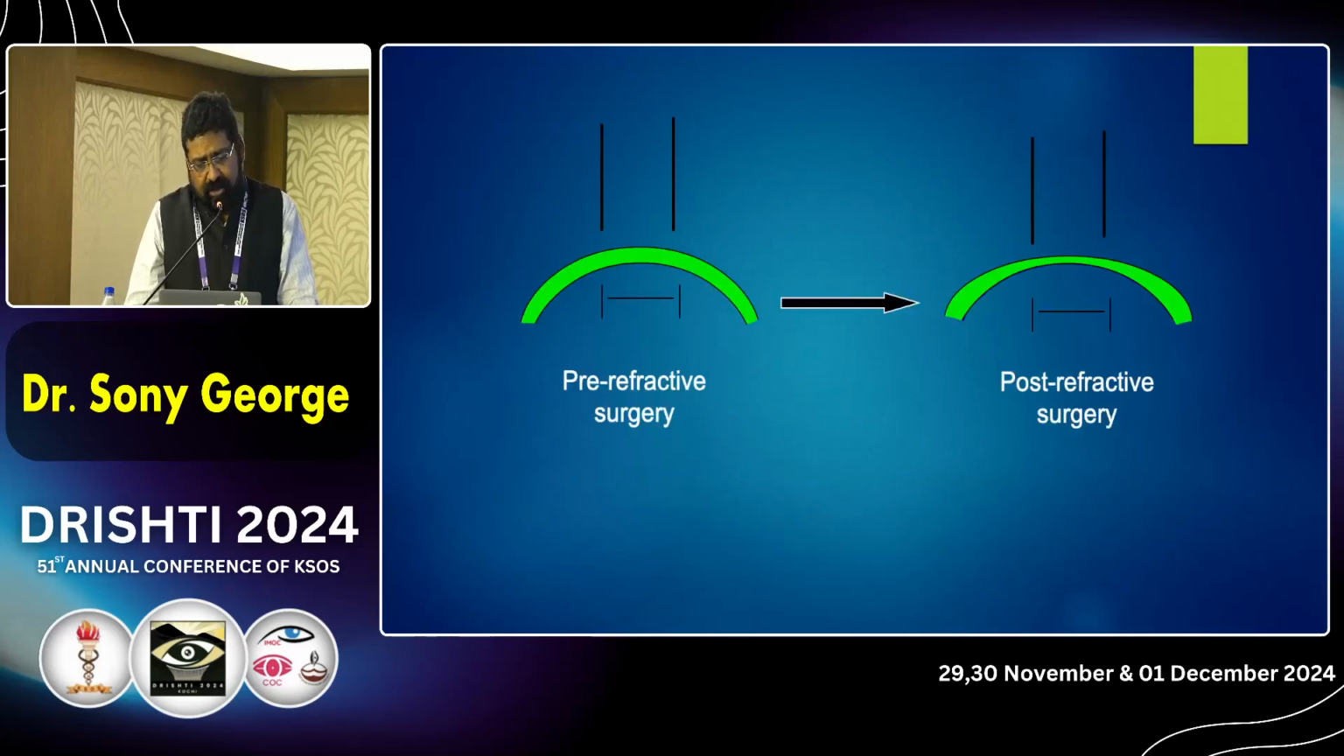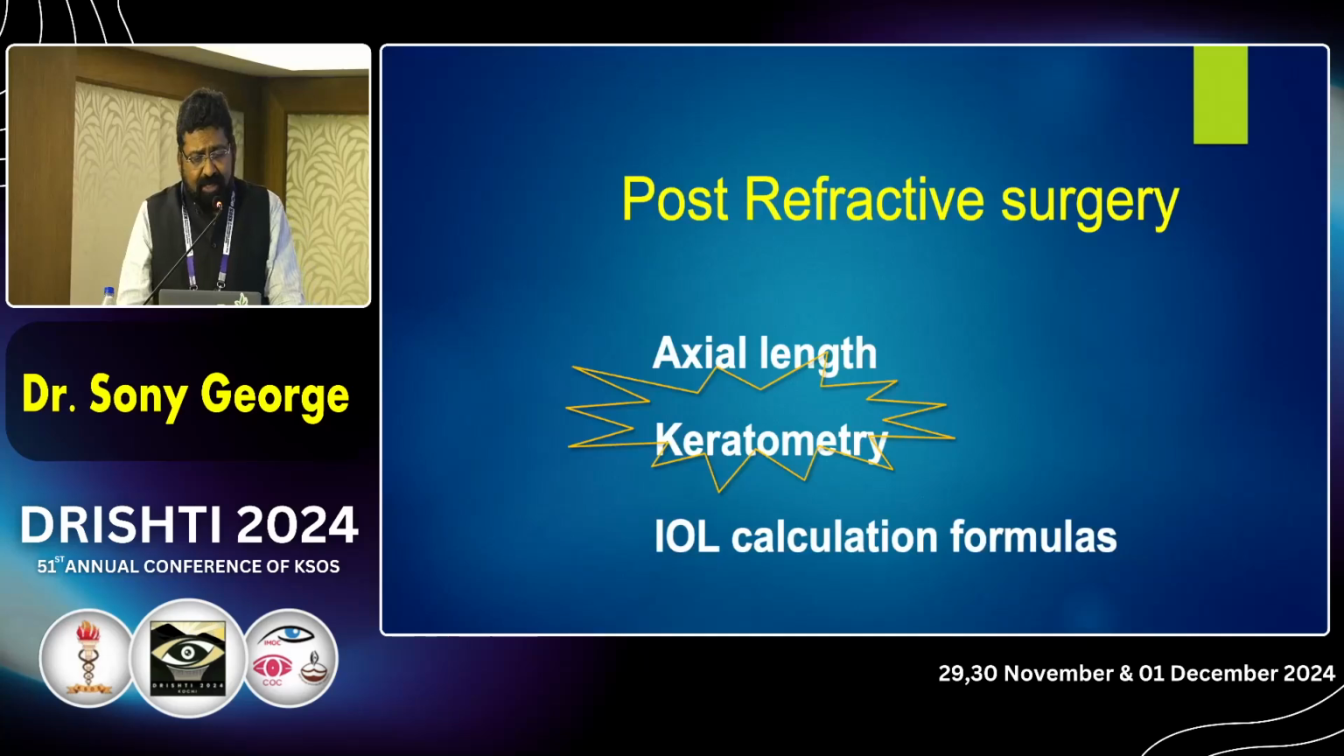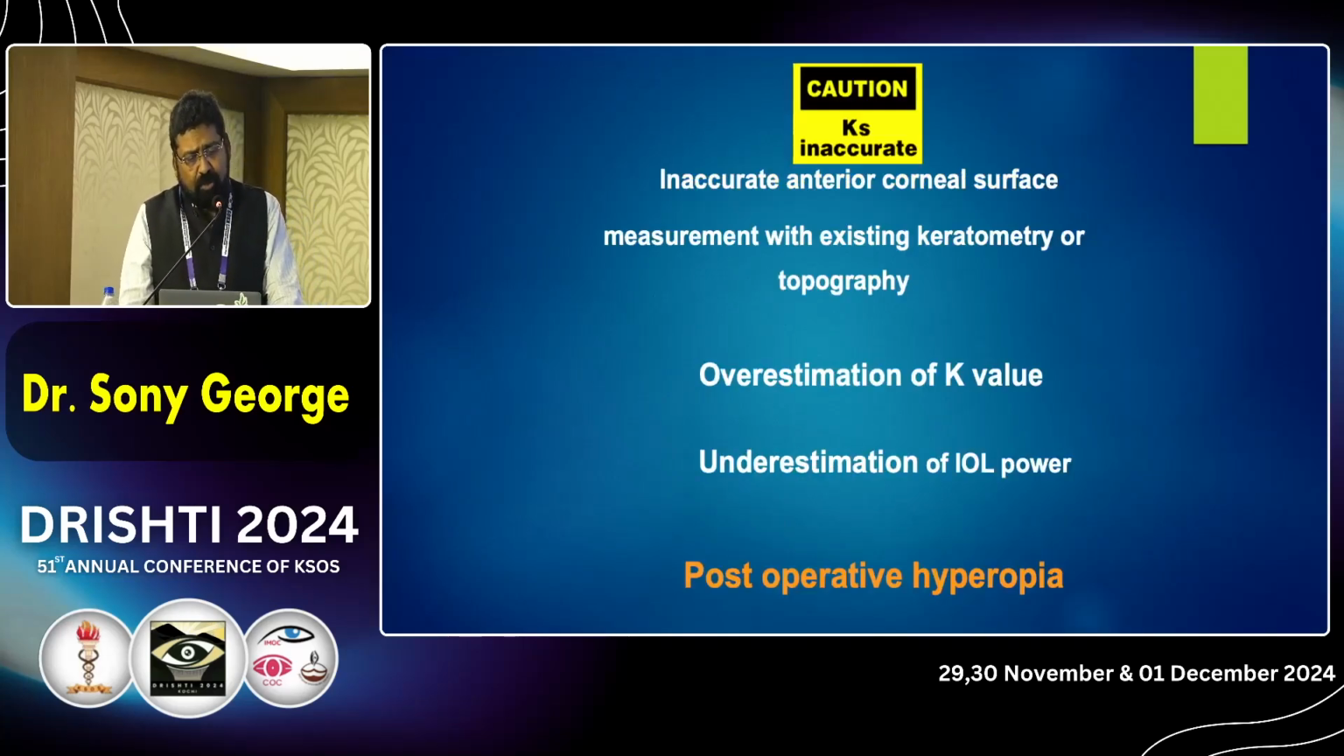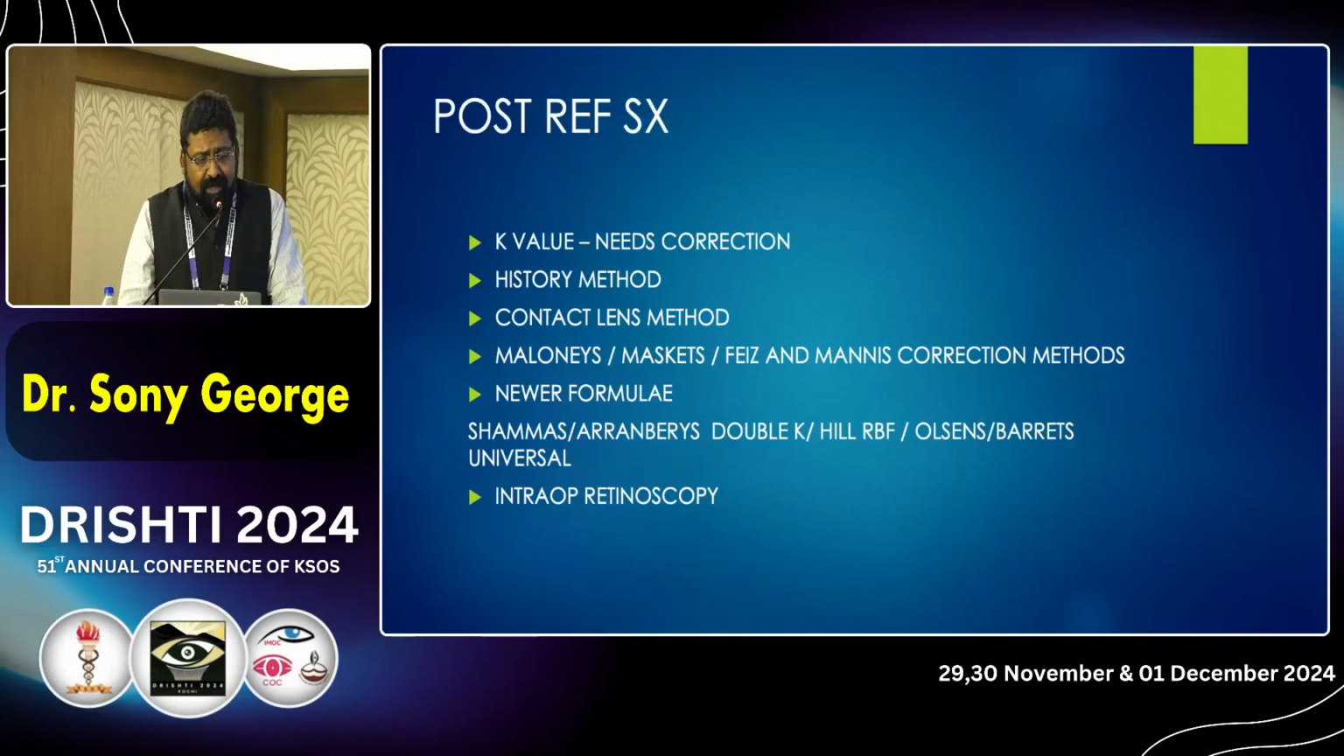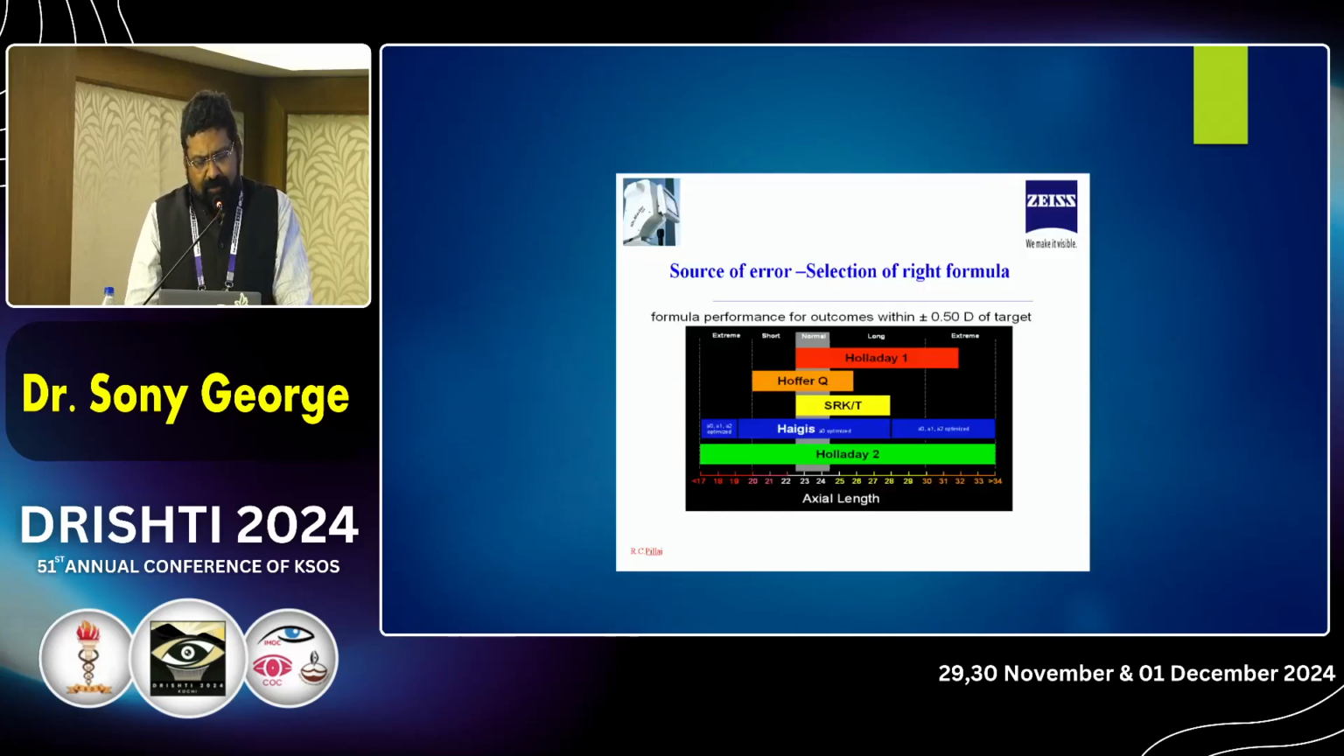And post-refractive surgery eyes, obviously the axial length, the keratometry, the IOL calculation formula, all this should be important, because usually there will be an overestimation of the K value and underestimation of the IOL power, and leading in a post-operative hyperopia. So post-refractive surgery, you have to go at whichever method, starting from the contact lens method. But now we have so many newer formulas like the Shammas, the Haigis-L, double K, the Hill RBF, etc. And this will give a broad outline for a normal to a myopic eye.